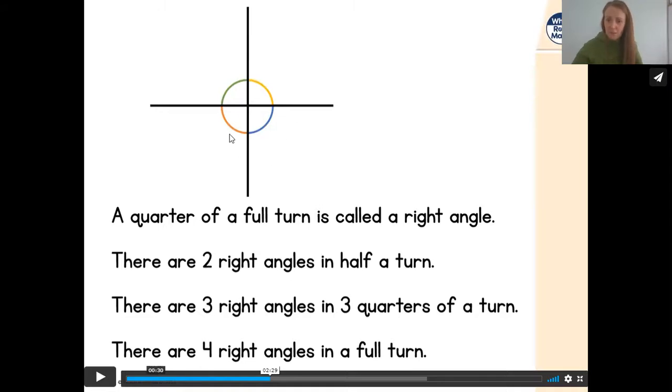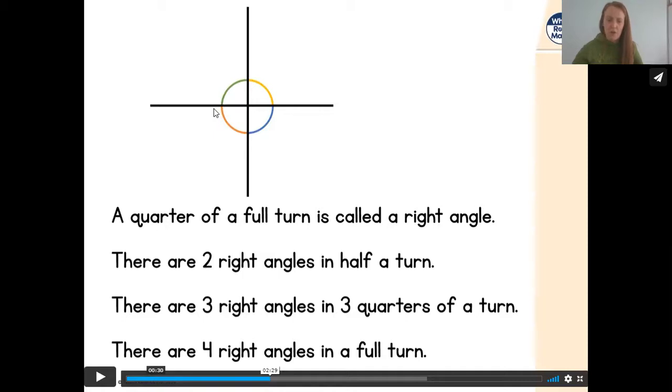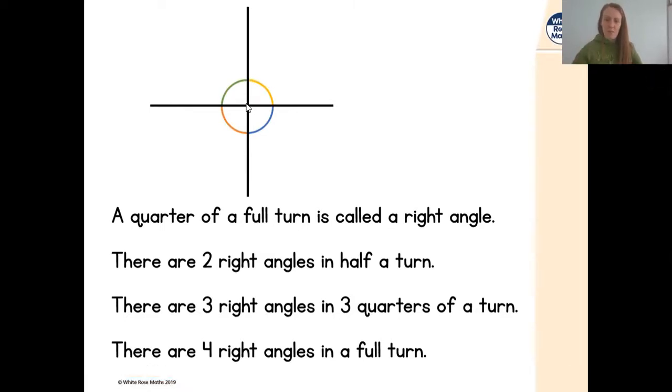So it reminds me a little bit of those key skills we learnt last week when reading the time. I just thought I'd remind you about that. So we've got 1/4 turn, which would have been our quarter past. Another quarter turn, making half a turn, our half past. 1, 2, 3/4 turns, making our quarter to. And then our full turn up here for o'clock. Just a little reminder to see how it links into some of our other maths work.